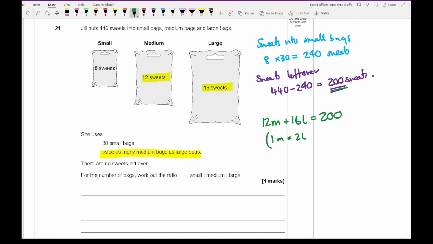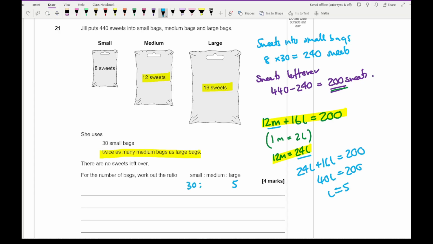So using this, we know that if 1m equals 2l, then 12m's are going to equal 24l. Then what I can do is, using this line here and this, swap the 12m for 24l. So I've got 24l plus 16l equals 200, which gives me 40l equals 200. So l equals 5. That's going to be 5, and that's 30.